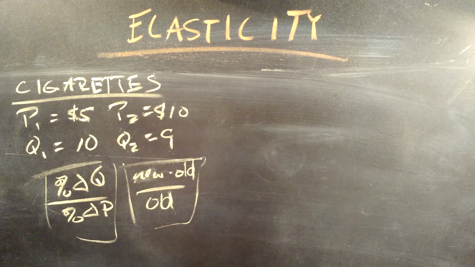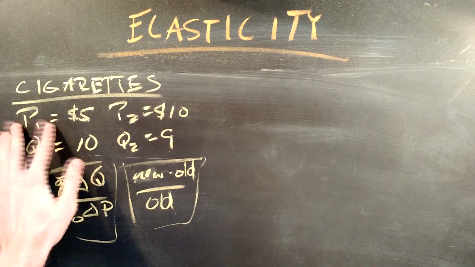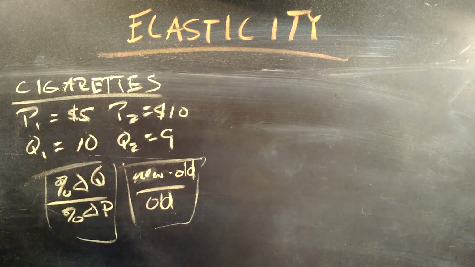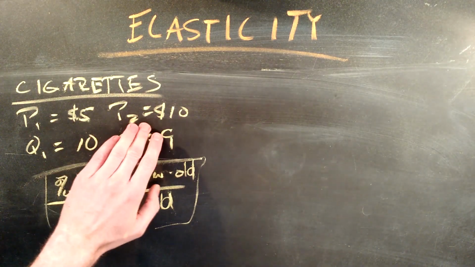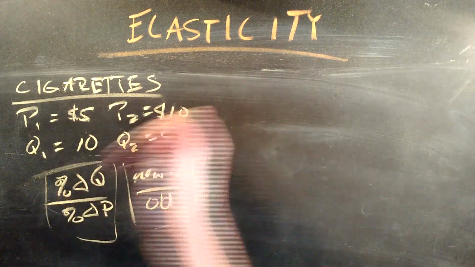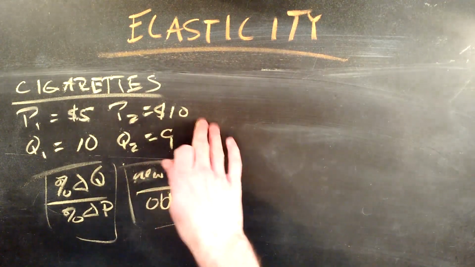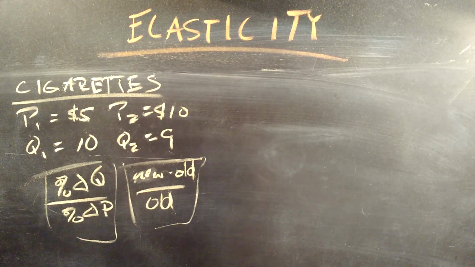So now we're going to give an example of cigarettes and what the elasticity of demand for cigarettes might look like. We have P1, the original price of a pack of cigarettes is $5. When the price is $5, the quantity demanded is 10. If we were to, say, tax cigarettes at a tax of $5 per pack and raise the price to $10, I would still purchase 9 packs of cigarettes.